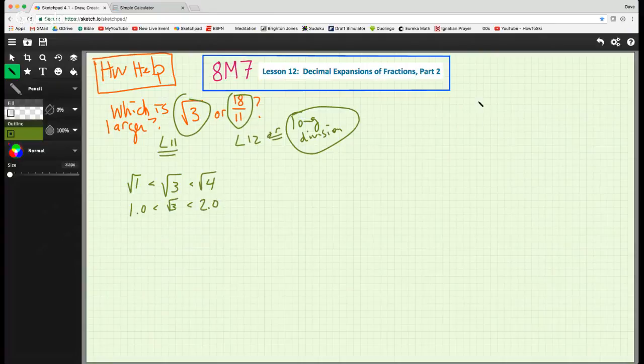Okay, so let's do 18/11ths. So we know that that's 1 7/11. So our integer part is equal to 1. And then 7/11ths is between m over 10 and m plus 1 over 10. You can pause and try if you want on this one.